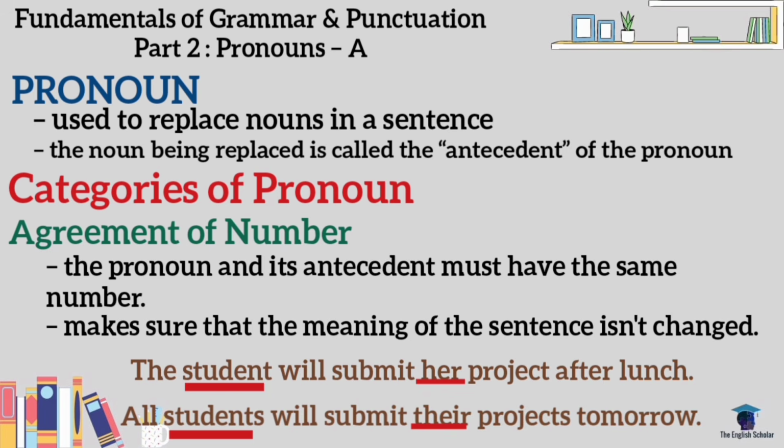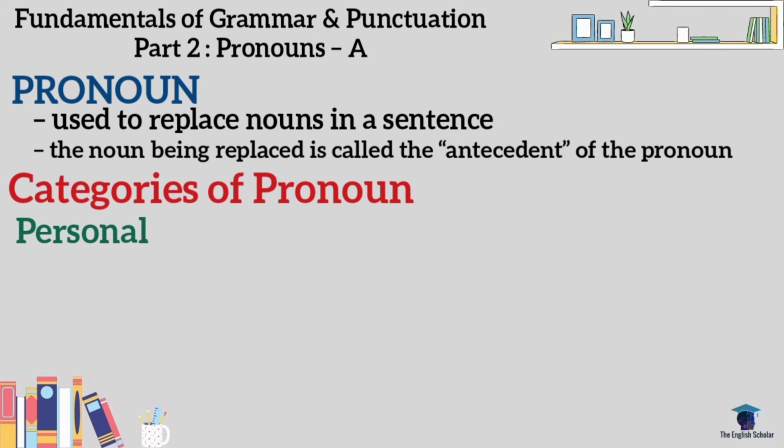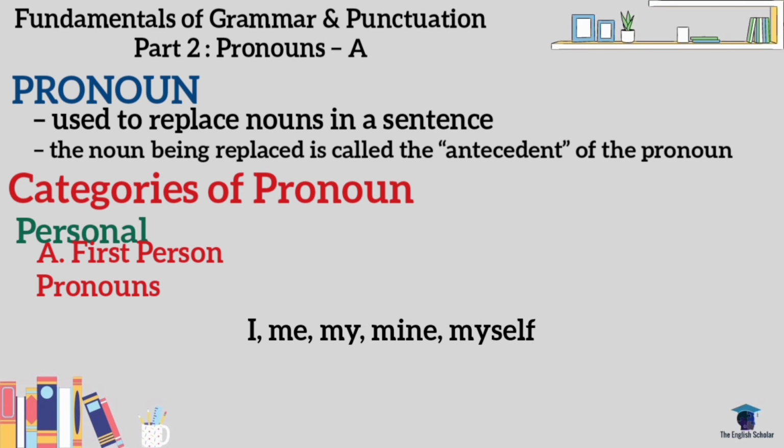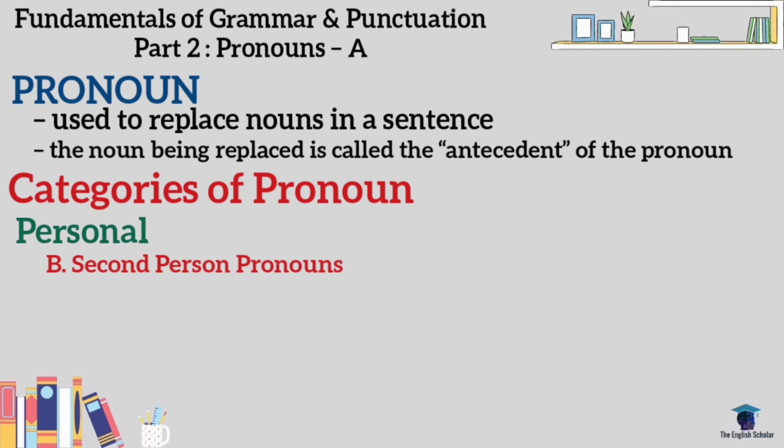Let's have the third major category, personal pronouns. There are 3 levels of person in a sentence or speech under this category. First, let's have first person pronouns. For the first person pronouns, we have I, me, my, mine, and myself for singular, and we, us, our, ours, ourselves for plural. These are still first person because the writer is part of a certain group. Please don't be confused.